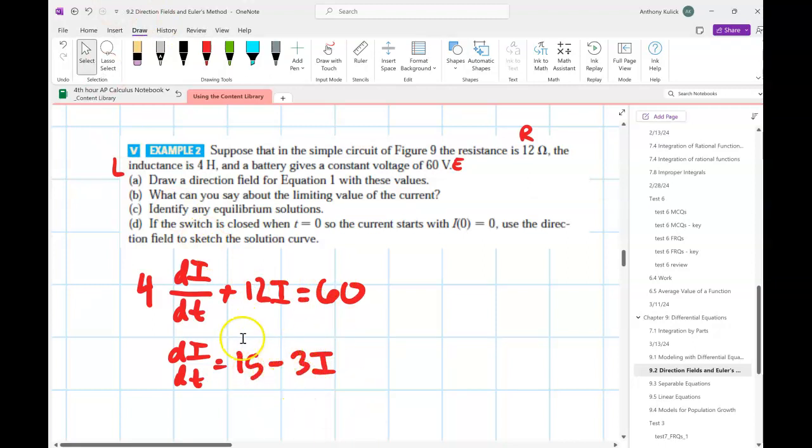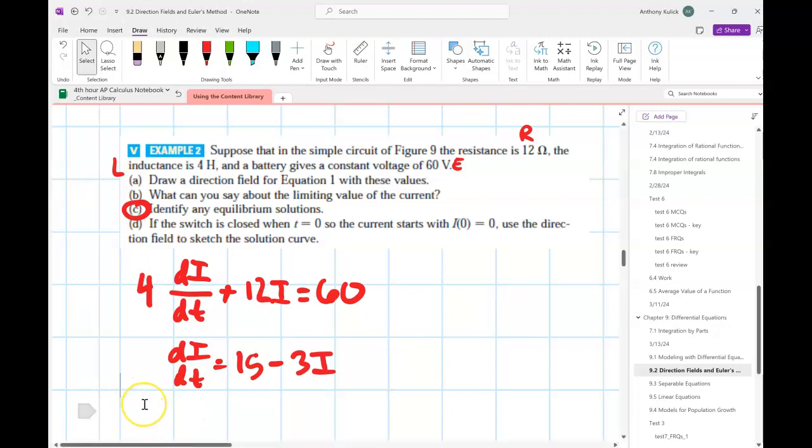So what value of I would give me a slope of 0? 5, right? We would call that an equilibrium solution. So the values for the variables that make the slope 0 for all values of the other variable. So like there's no t here, right? But we'd be plotting this on like a t-I axis. So when I is 5, regardless of what the t is, the slope should be 0 there, right? We'd call that an equilibrium solution.